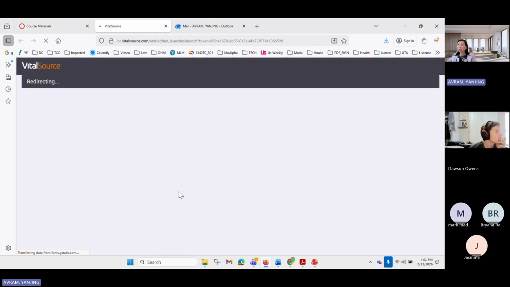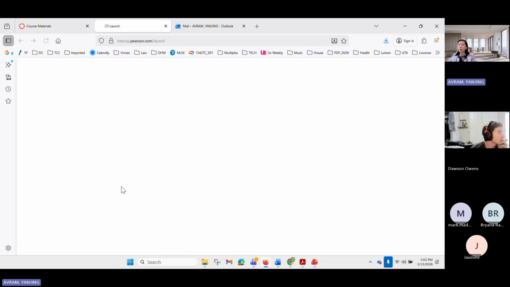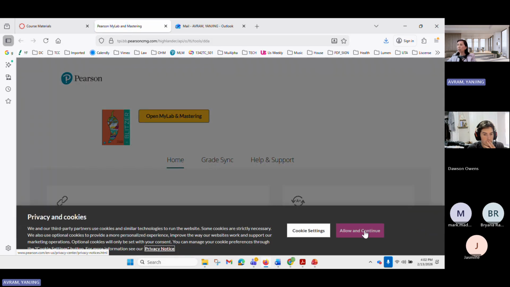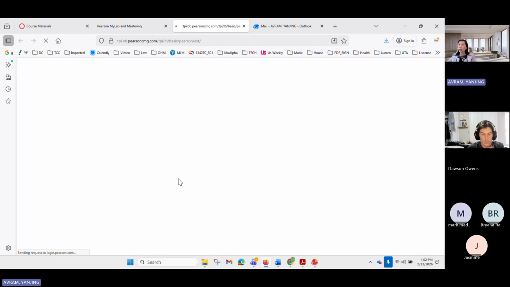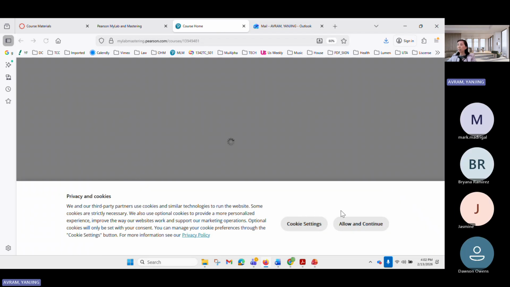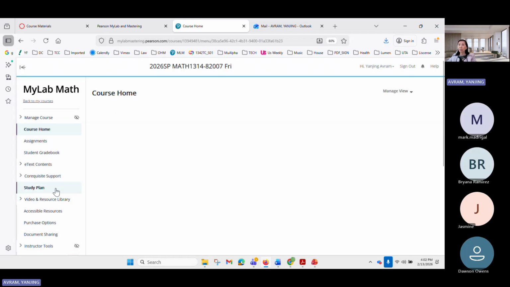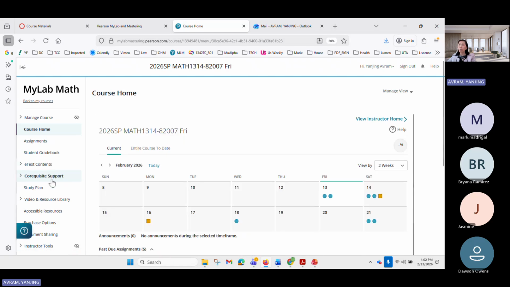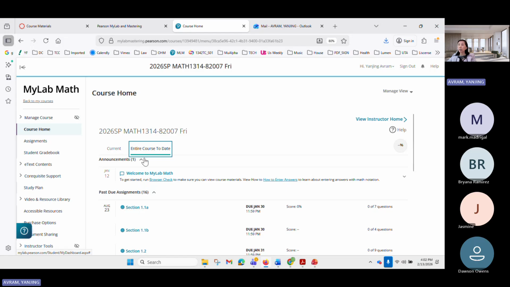So you launch the course here, and you don't click on the test, because if you click on the test, it will ask you to have another attempt, and that is not the case. So go to the view students home, and then click on entire course today, not just the current one, and then click on the grade book.